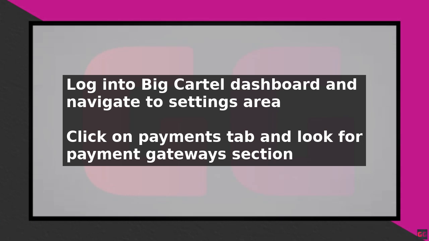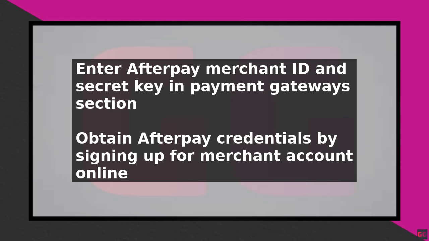These details can be obtained by signing up for an Afterpay merchant account on their official website. Once you have entered your Afterpay credentials, click the Save Changes button to enable Afterpay as a payment gateway on your Big Cartel store. Afterpay will now be available as a payment option for your customers during the checkout process.